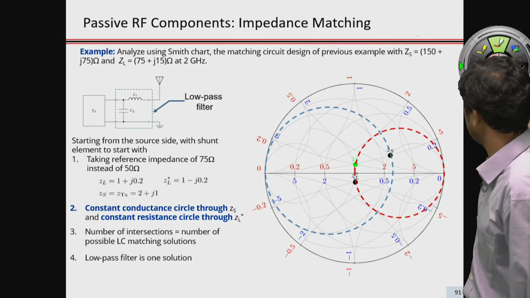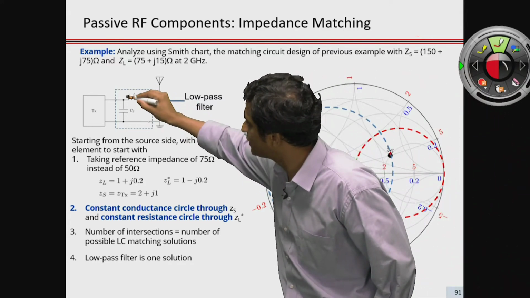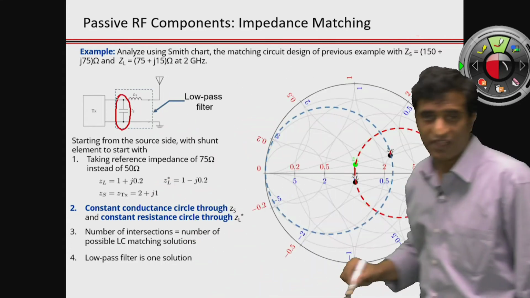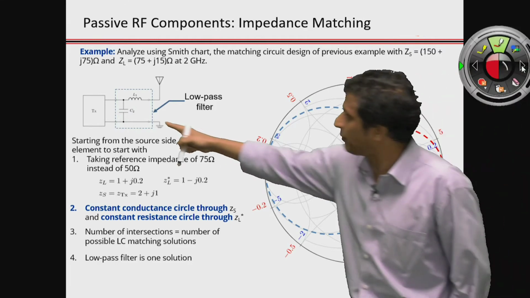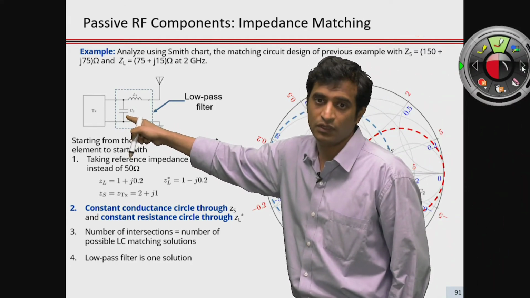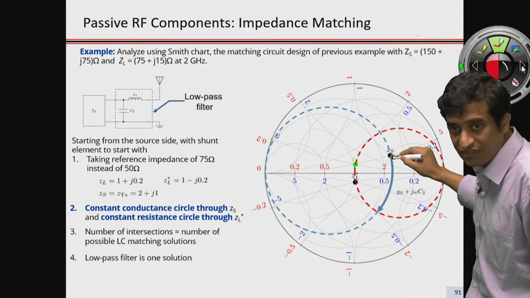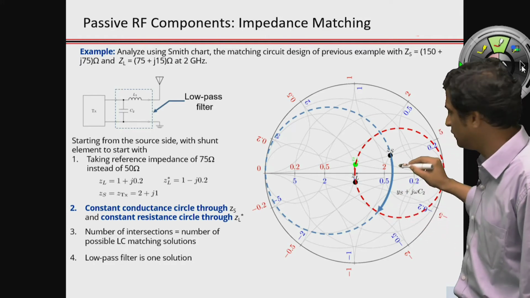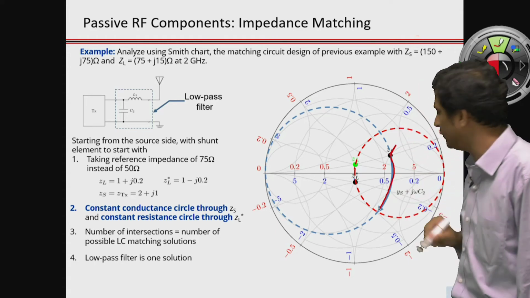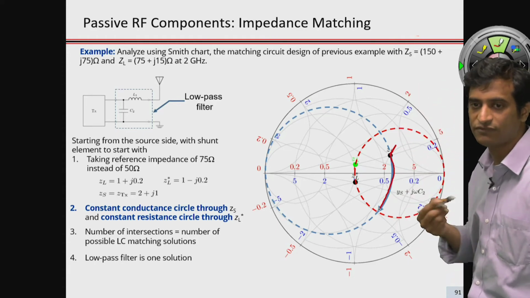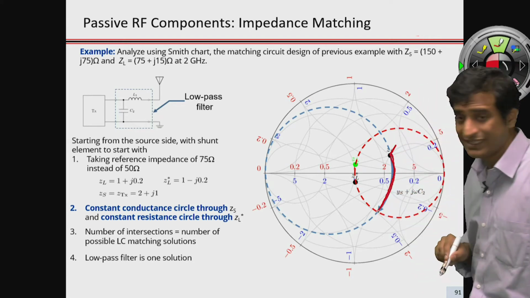So for this low pass solution, starting from the source impedance, the first element that we connect is a capacitor in parallel. We see that a capacitor has a positive susceptance, so in the admittance chart we are going to the lower half. That means we are moving in the clockwise direction, where the susceptance keeps increasing. And how far do we move? We move to that point where that intersection point happens.